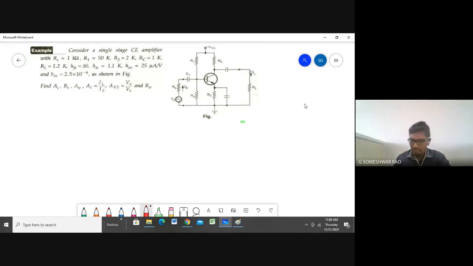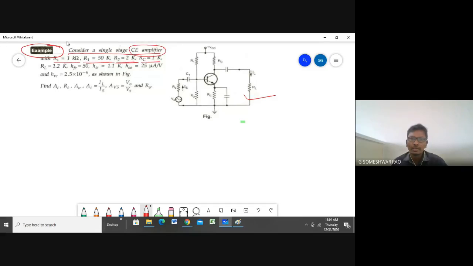Yes, sir. Good. Now go through this as an example, and whatever formulas we have derived, we need to keep aside. So what is the AV, AI and all? Go through this problem. Consider a single stage CE amplifier. This one is a CE amplifier with Rs equal to 1 kilo ohm. Please copy this problem. R1 is equal to 50k, R2 is equal to 2 kilo ohm, RC is equal to 1 kilo ohm.